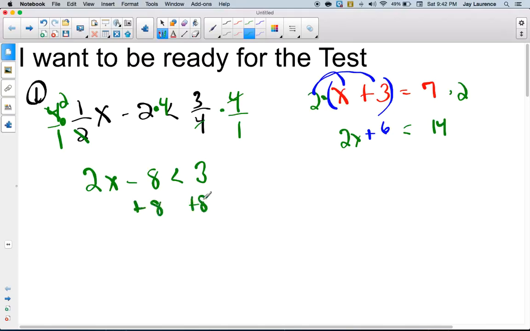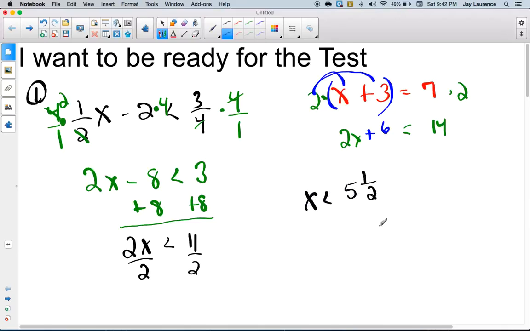Now, by the way, if you had done it the other way, where you added 2 first, it will still work out the same if you do everything correctly. So you don't have to do it my way, but you do have to follow the rules of mathematics. Can't make up your own rules there, sir. All right, so now I have x is less than 5.5. And while it's true you can leave it as 11 halves, I don't like to do that when I'm graphing on a number line because the mixed number makes more sense to me. So I'm going to put 5.5 on here.